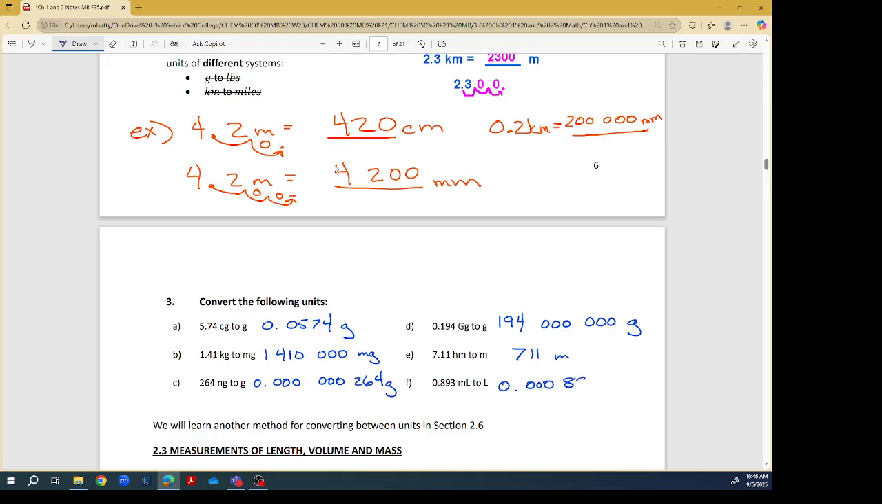All right, so maybe you remember the metric system. That gives us a little intro to it. Remember to always include your units. They're always important when you give your answers in chemistry.